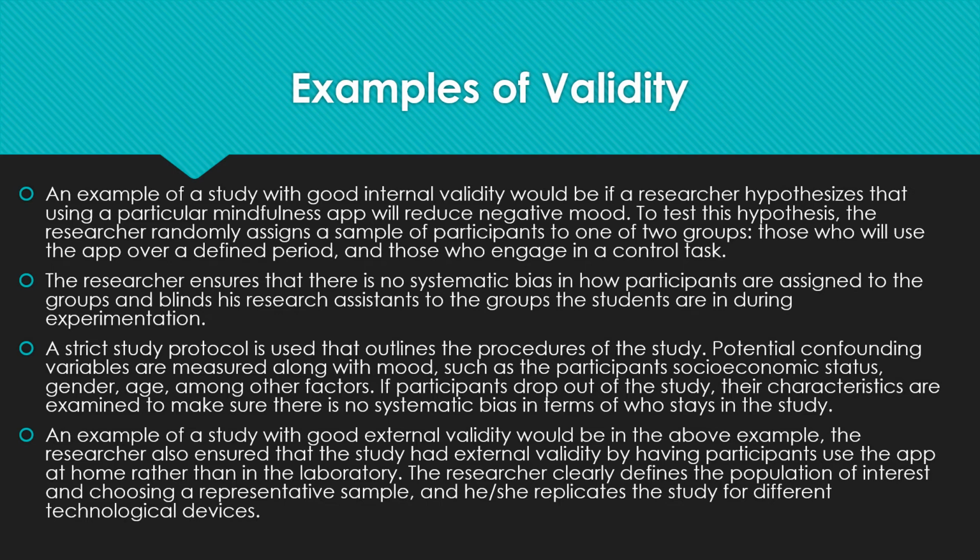And lastly, an example of a study with good external validity would be in the above example. The researcher also ensured that the study had external validity by having participants use the app at home rather than in the laboratory. The researcher clearly defines the population of interest and chooses a representative sample, and he or she replicates the study for different technological devices.